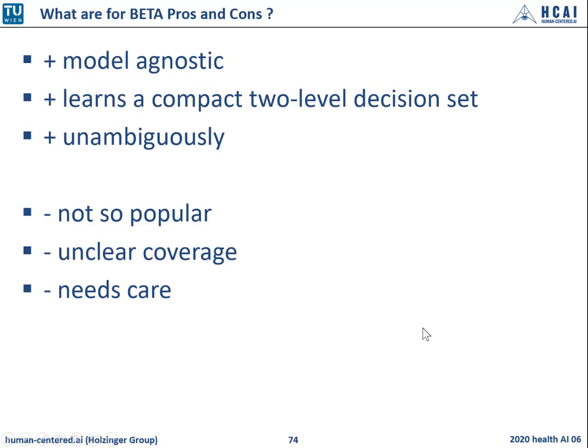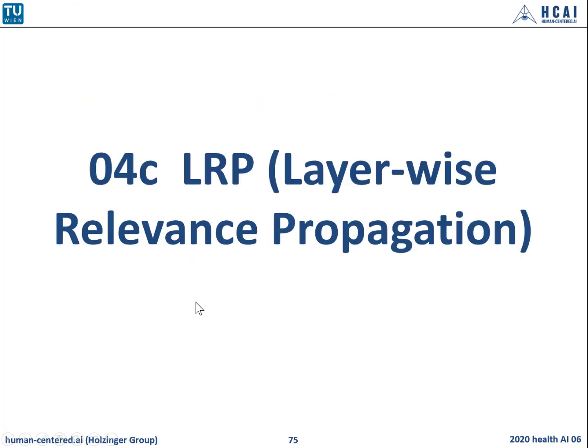So what are BETA pros and cons? It's model agnostic, learns a compact two-level decision set, is unambiguous, but it's not so popular, interestingly, and has not so many libraries, unclear coverage, and needs care. And this is therefore not so much used in the community.